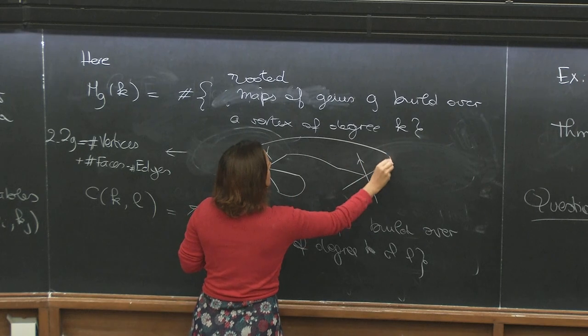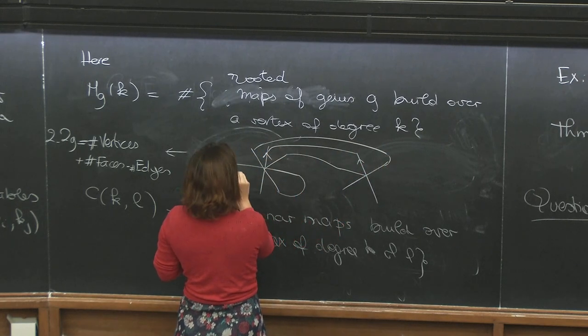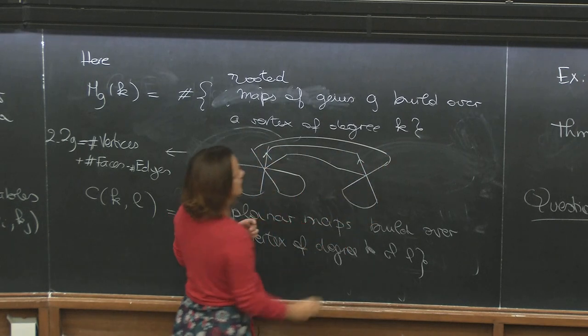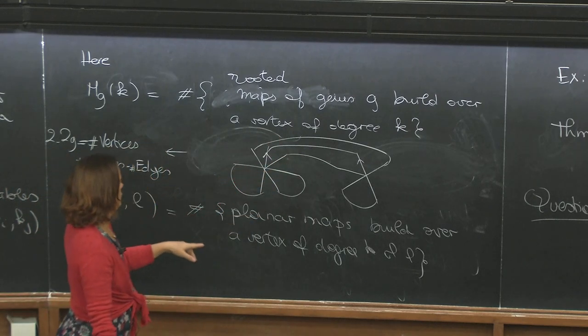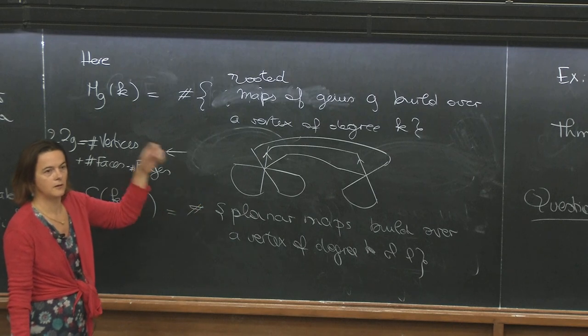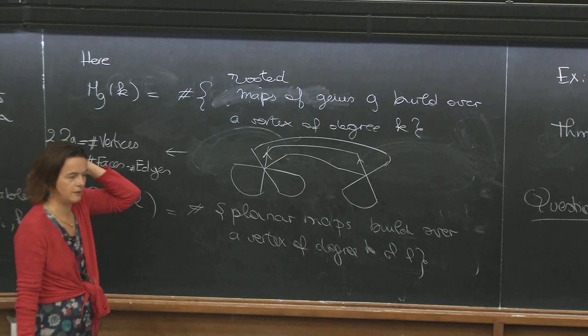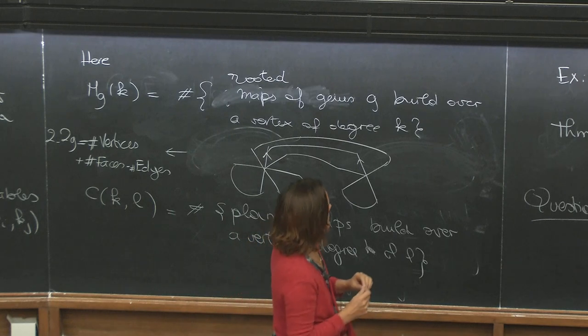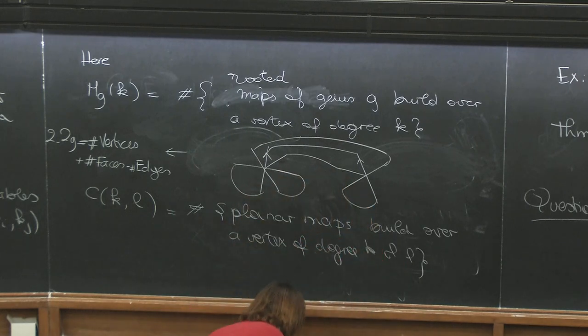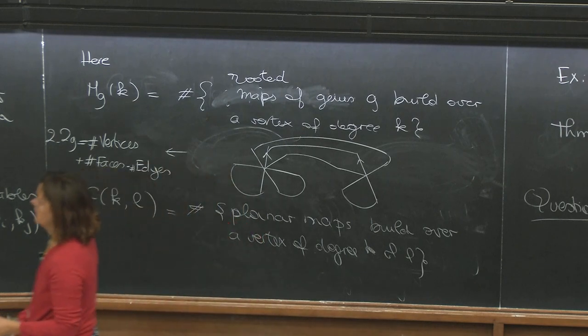I don't know. Something like this. Yeah. And so this has to be planar to contribute to this number. So I'm counting all these possible matchings so that the result is planar. Okay, so now let me discuss how to prove that.